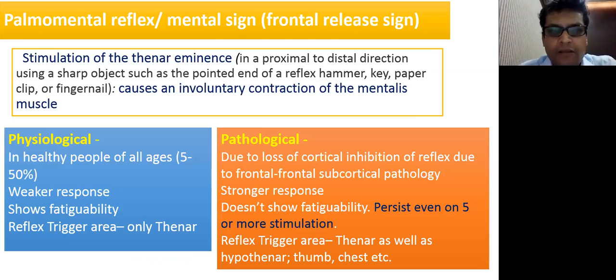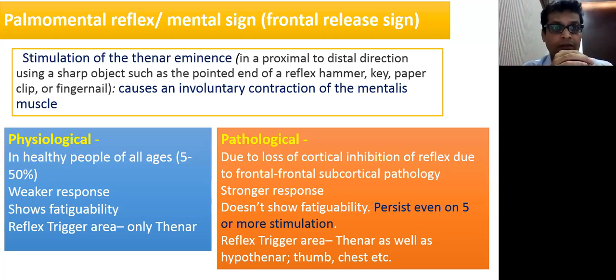So this is palmomental reflex or mental sign, which is a type of frontal release sign apart from glabellar tap sign and snout reflex. Basically here we stimulate the thenar eminence, which causes involuntary contraction of unilateral or bilateral mentalis muscle. Please remember, in 5 to 50% of patients, this palmomental reflex can be physiological, but it is a weaker response. It shows fatigability with repeated stimulation, and here the reflex trigger area is only the thenar eminence.